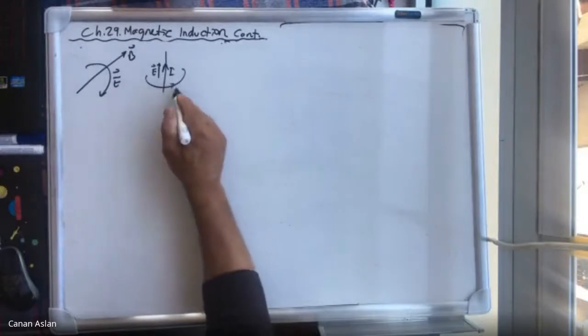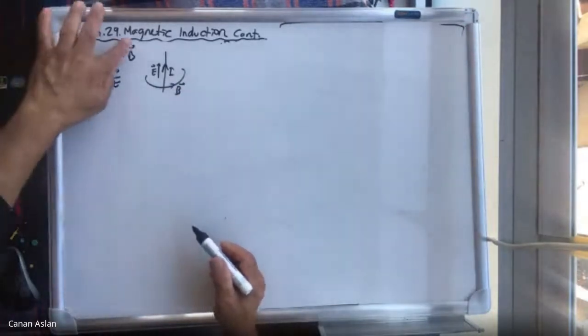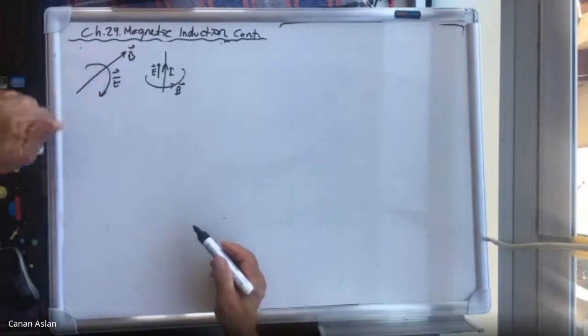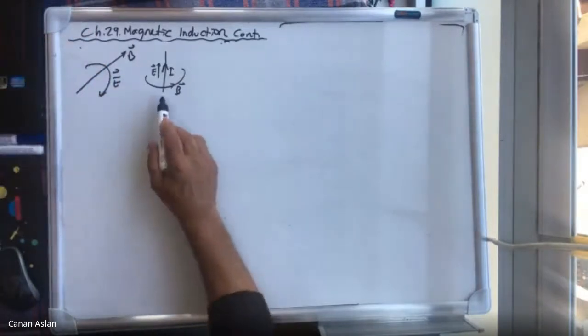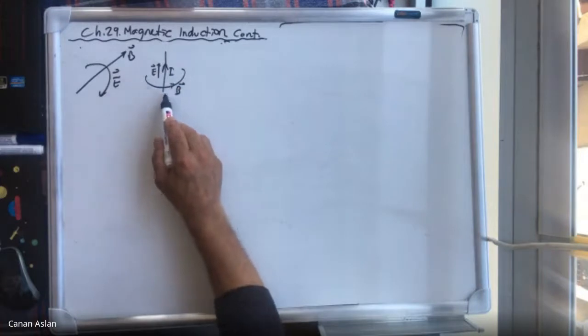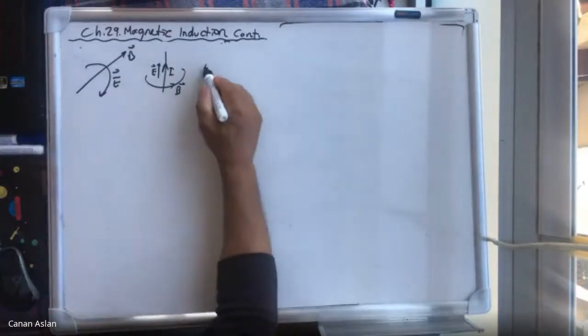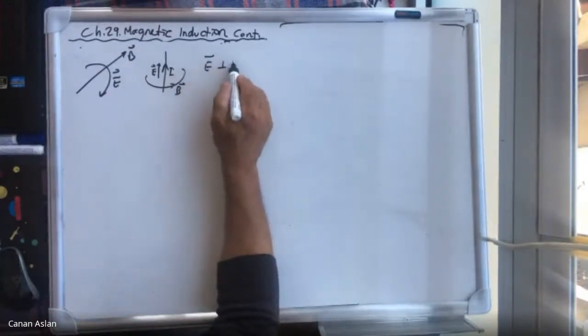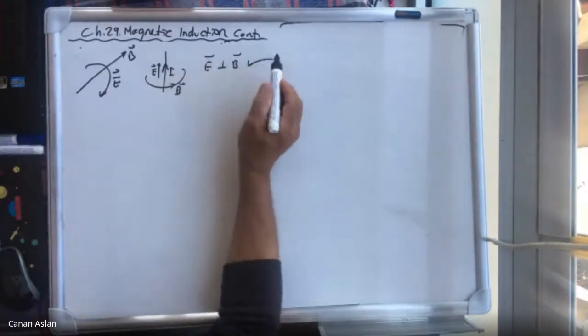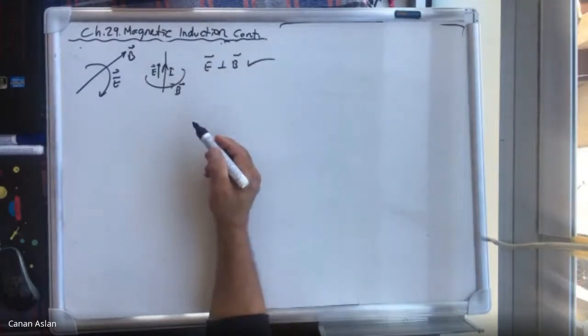Now, what do these two cases show me? If the magnetic field is straight, the electric field is circular. If the electric field is straight, then the magnetic field is circular. So why is it so? Because the electric field and magnetic field should always be perpendicular to each other. This is the property of electromagnetic fields.